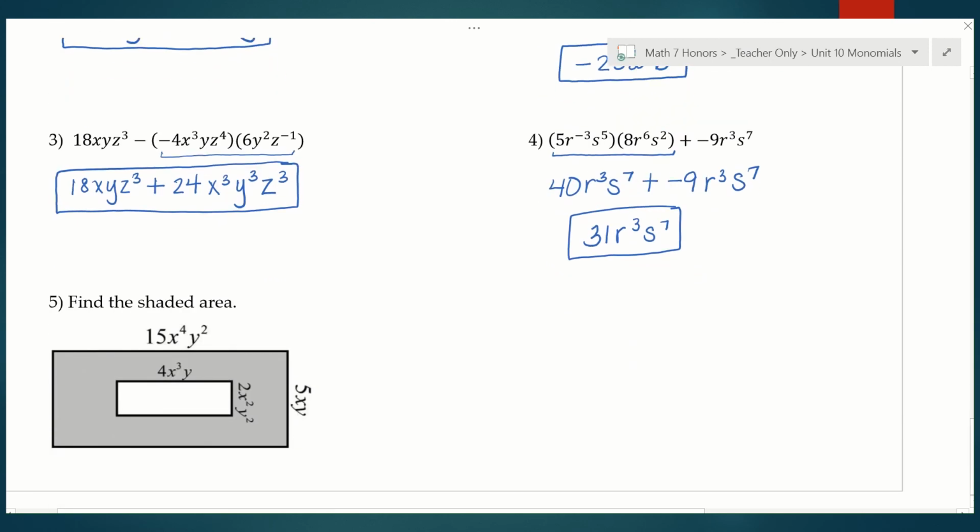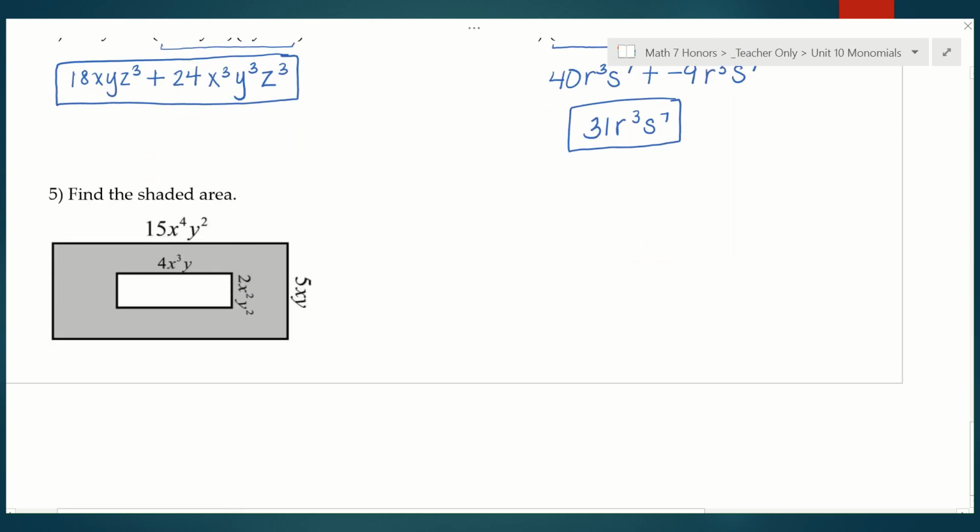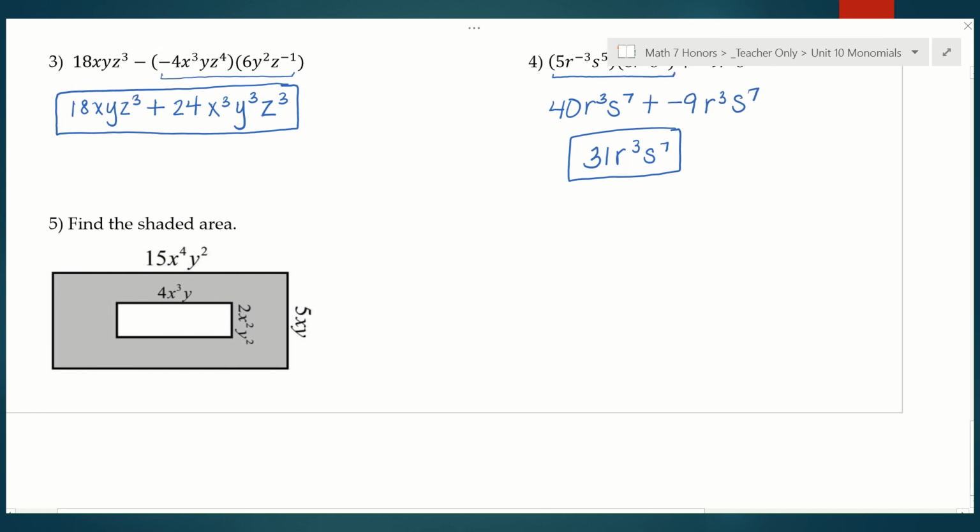All right, hope you guys are hanging in there. We have one more to go. We are being asked to find the shaded area. So we're given the dimensions of this big rectangle and then the dimensions of this small rectangle. And basically, if you think about it as the small rectangle is being cut out of the big rectangle, and I want to know what's the area that's left over.